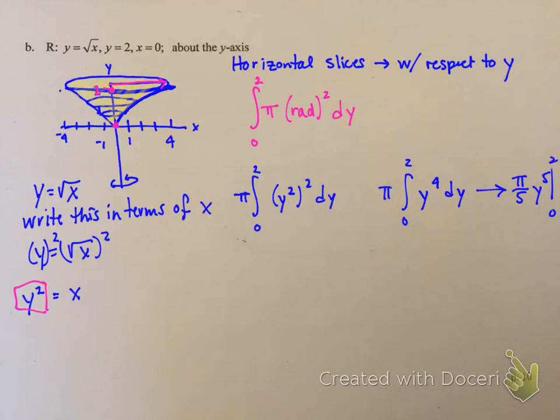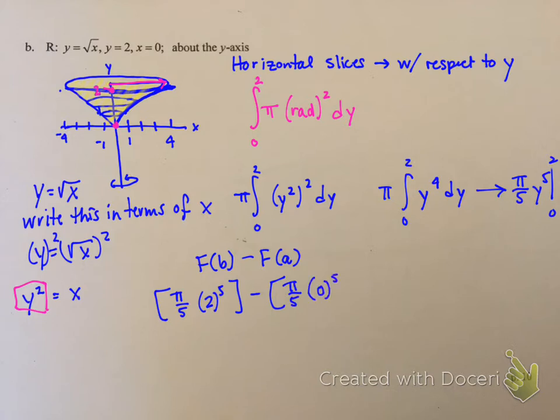Okay. All right, so I'm going to do f at b minus f at a. So f at b equals pi over 5 times 2 to the 5th power minus pi over 5 times 0 to the 5th power. So this becomes 32 pi over 5 minus 0. So your volume is going to end up being 32 pi over 5. Okay, so there's that one.